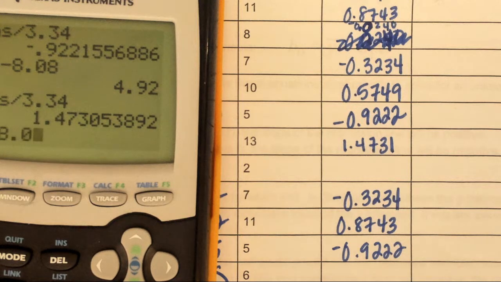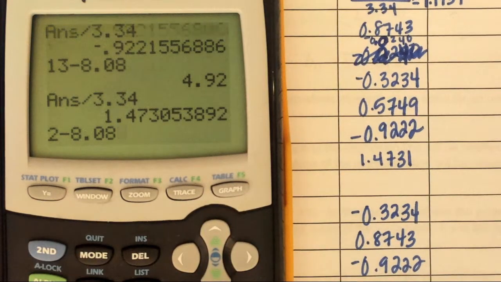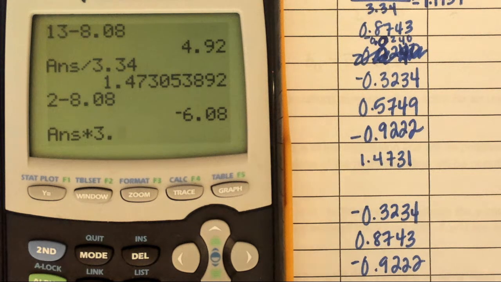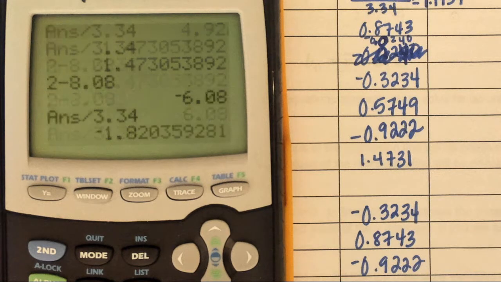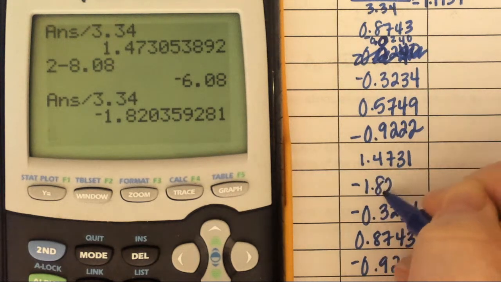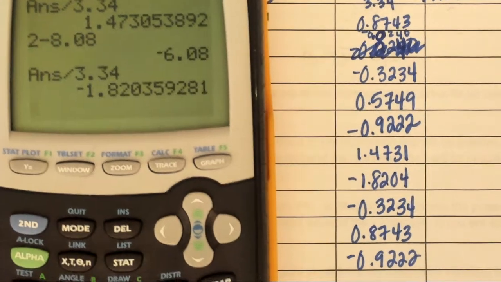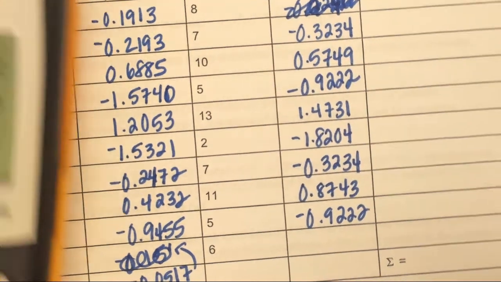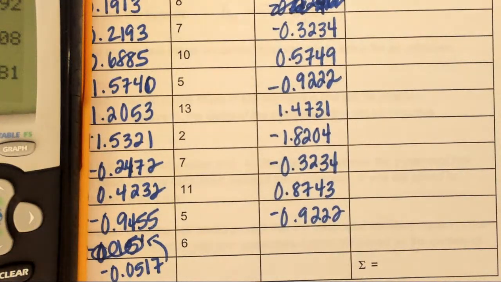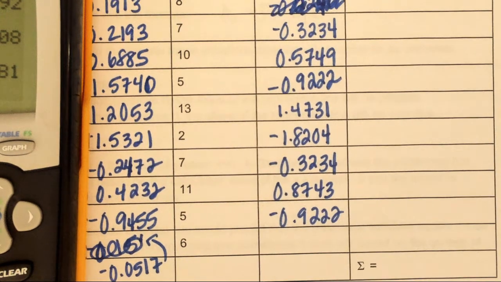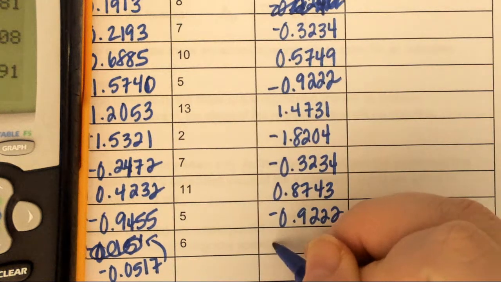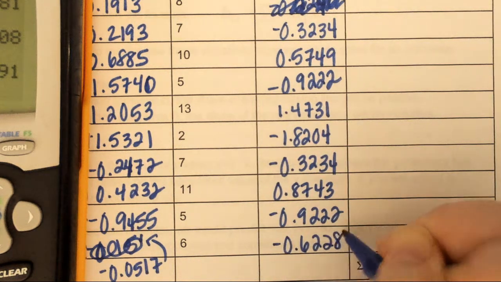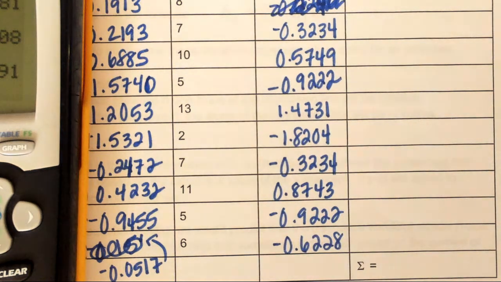2 minus 8.08 divided by 3.34. Tell me what I did. Negative 1.8204. Did I do something wrong again? Oh, okay. And then last but not least, 6 minus 8.08 divided by 3.34. I get negative 0.6228. So again, this was a royal pain in the tail.